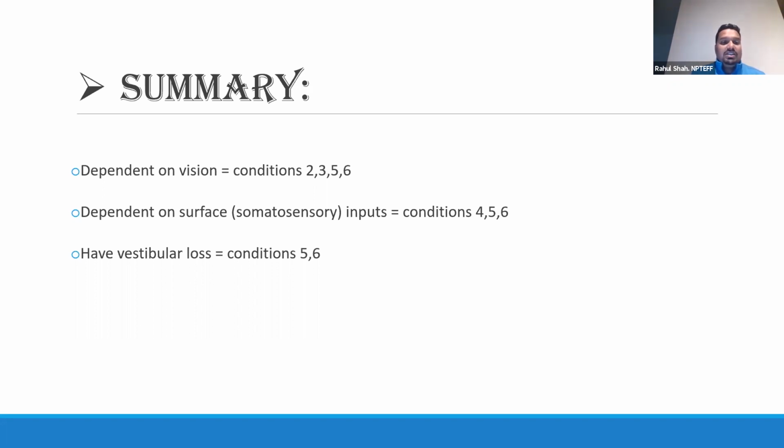And in 5 and 6, what is at loss or what is not working is going to be your vestibular, because you don't have vision, you don't have somatosensory. So now you are testing for vestibular, and if you lose balance, that means your vestibular system is affected. So that is how I have always studied for CTSIB, and I hope this helps you all.